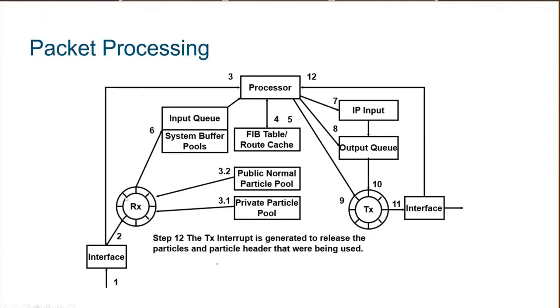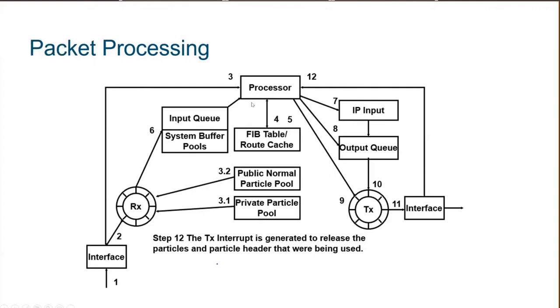If the RX ring is full and doesn't have any space, then the interface will drop the packet and increment errors like overruns. And if there are any input errors like CRC errors, those will be incremented and the packet will be dropped. Once we put the packet on the RX queue, it will be put into the input queue or the system buffer pools, from where the processor will process those packets.